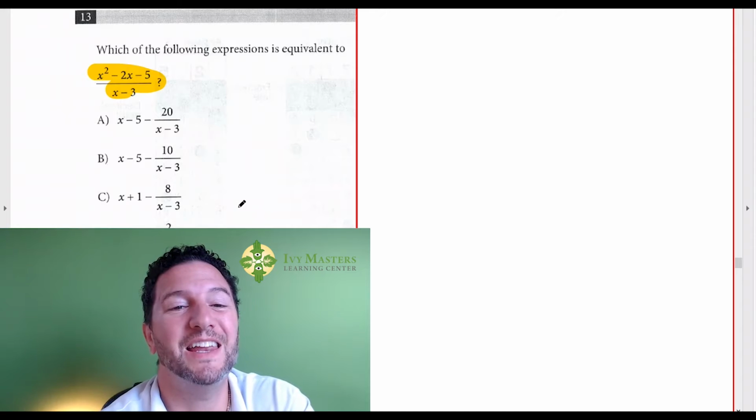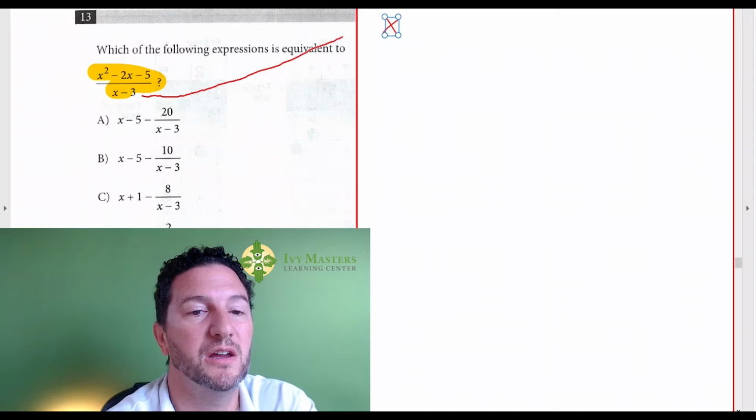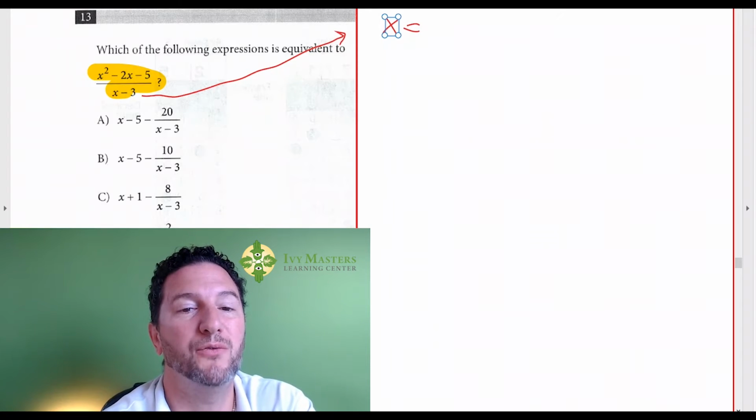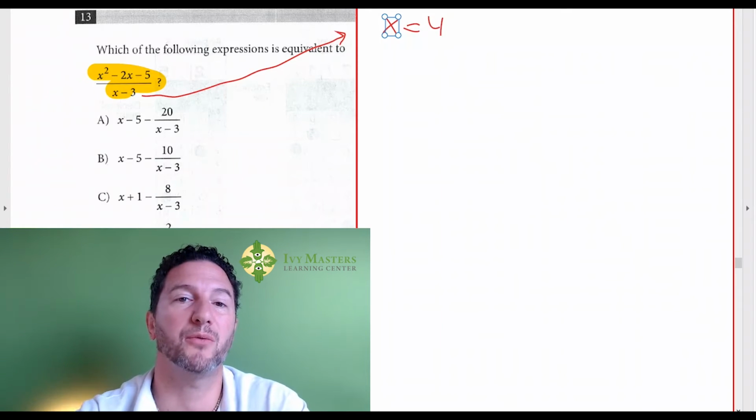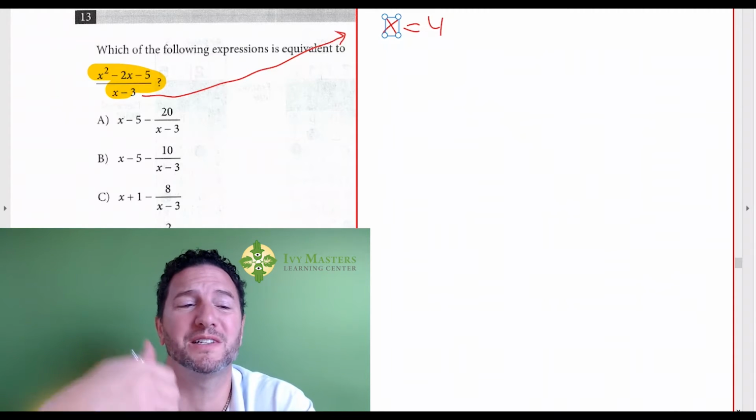I'm not going to pick just any number for x. I'm going to look at the bottom of the fraction. It says x minus 3. So what do I pick for x? I'm going to pick 4. Why do I pick 4? Because I want the bottom of the fraction to be 1. Why do I want the bottom of the fraction to be 1? Because anything over 1 is a whole number. It's easier to work with.